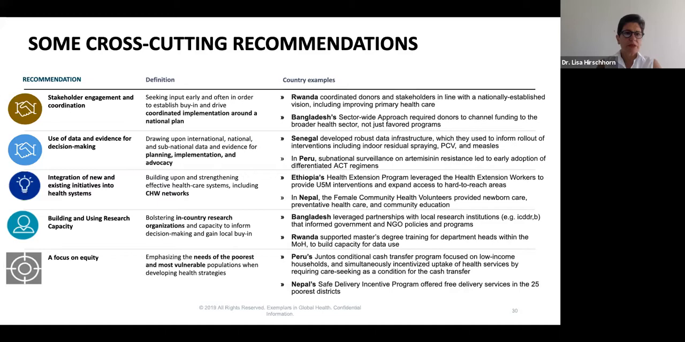So for example, with stakeholder engagement and coordination, Rwanda coordinated donors and stakeholders in line with a nationally established vision, including improving primary health care. Bangladesh went more with a SWAP, a sector-wide approach, which required donors to channel funding to the broader health sector, not just favored programs. So each one of these actually tells you the strategies of how they actually succeeded. Next slide.